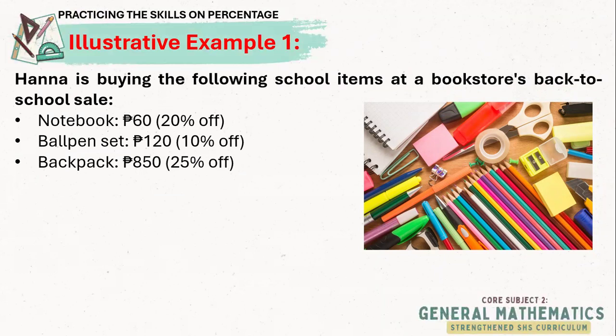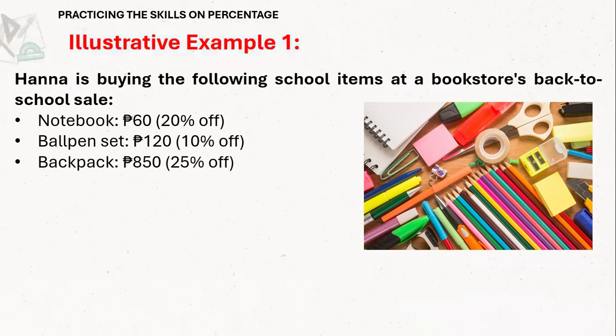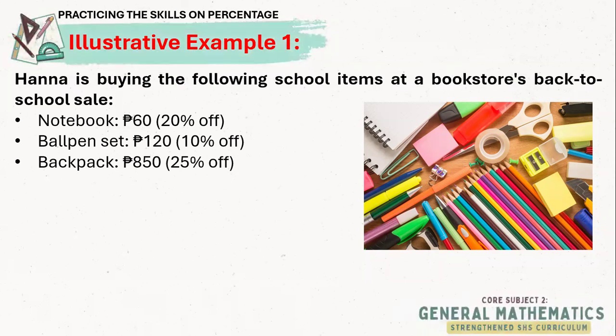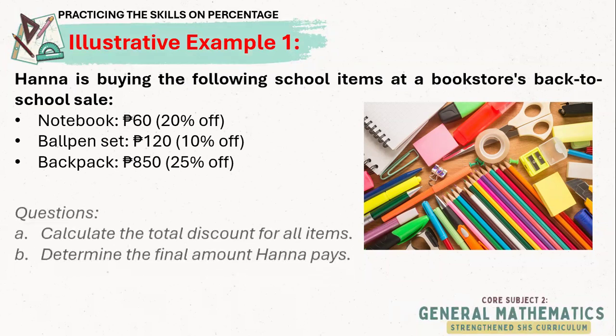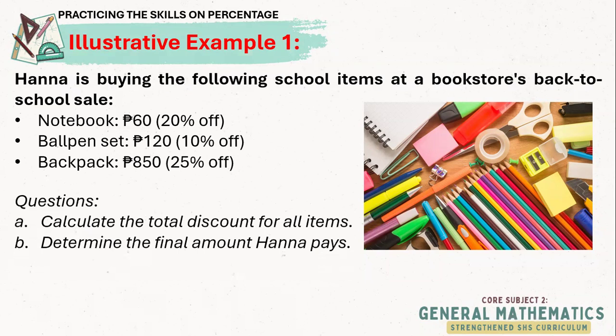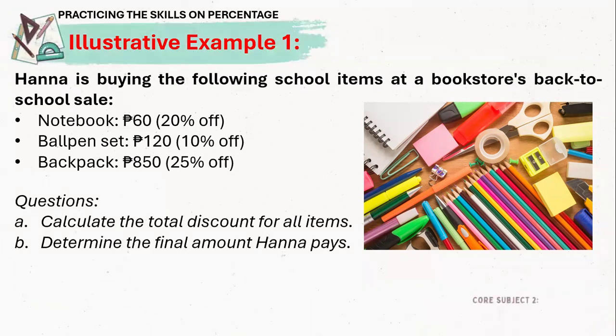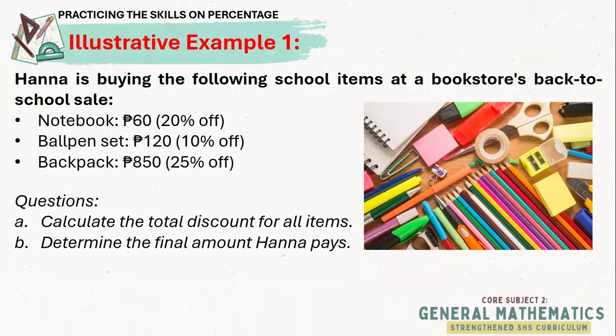So the notebook costs 60 pesos, the ball pen set is 120 pesos, and the backpack is 850 pesos. But since it is a sale, all of the items have discounts of 20%, 10%, and 25% respectively. So first, we need to calculate the total discount for all items and determine the final amount Hannah pays.